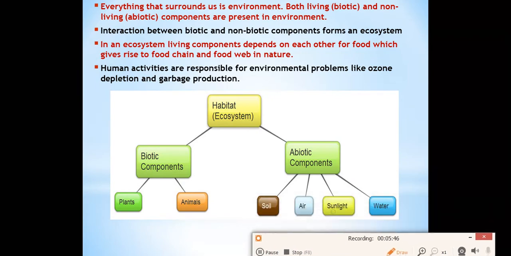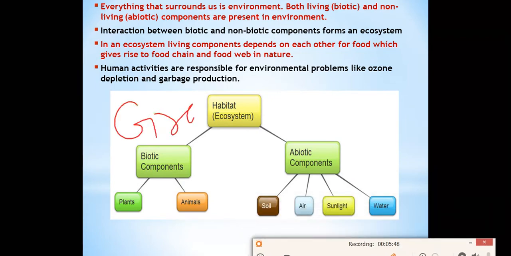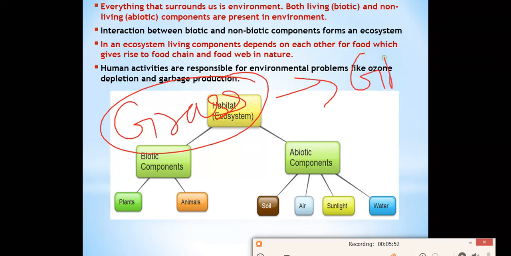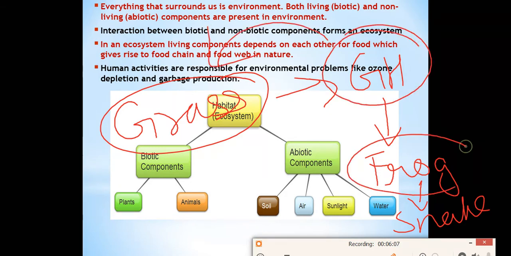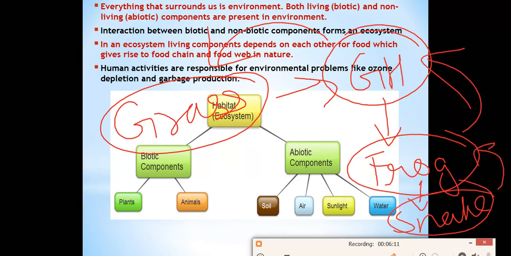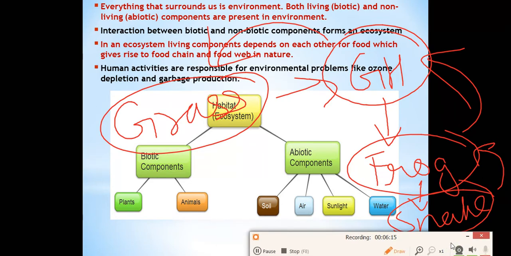For example, grass is eaten by a grasshopper. This grasshopper can be eaten by a frog, and this frog can be eaten by a snake. So you can see that every organism is dependent on the others. The grasshopper depends on grass for food, the frog depends on the grasshopper for food, and the snake depends on the frog for food. So they are forming a food chain because they all are dependent on each other for food.